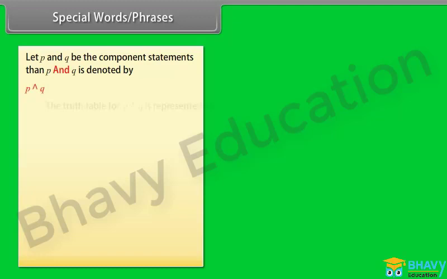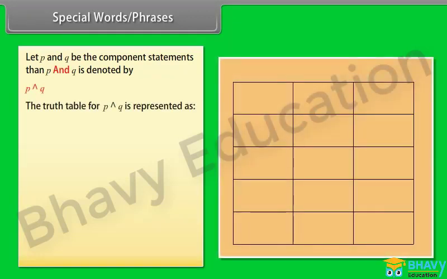The truth table for P and Q is represented as: for P true and Q true, the P and Q is true. For P true and Q false, the P and Q is false. For P false and Q true, the P and Q is false. For P false and Q false, the P and Q is false.